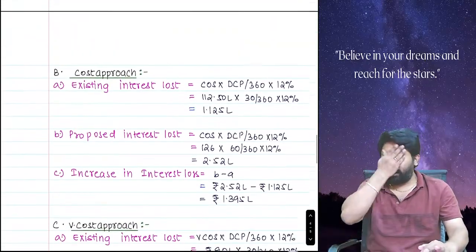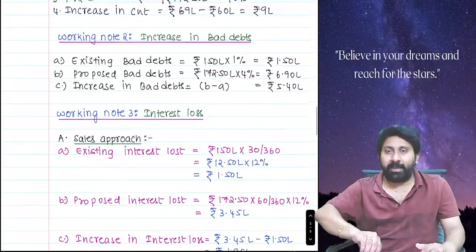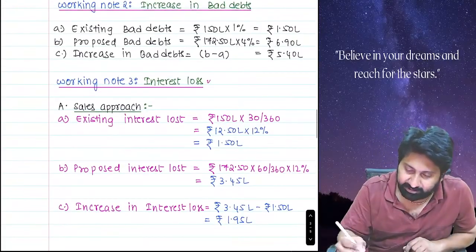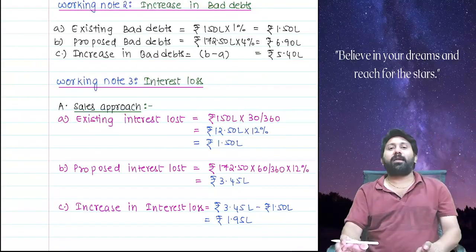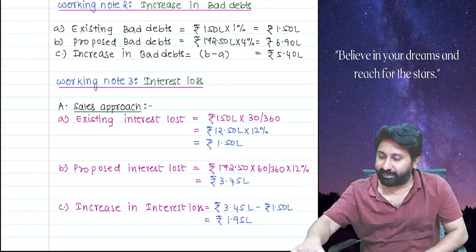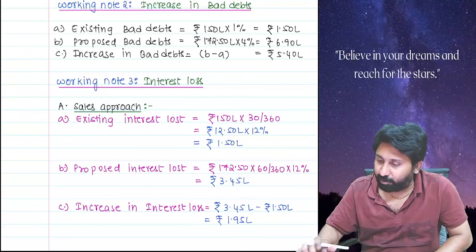This one. Okay, so what difference will it make? Let me explain. What is this concept? Interest loss. Okay. What is the existing credit policy? Take calculator. What is the existing credit policy?